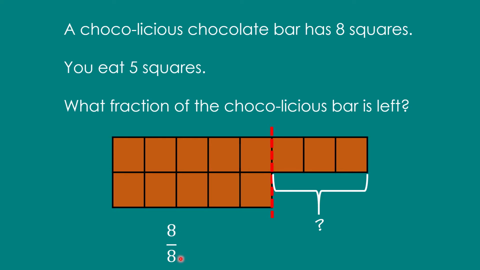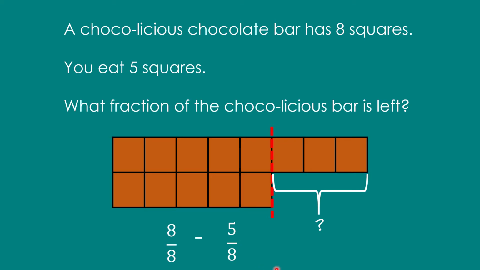And we're taking away what fraction? We ate 5 squares out of 8 in total. What's that as a fraction? It's minus 5 eighths. They're the squares we ate. They're all the squares in the whole bar. Does that make sense? And what fraction is left?